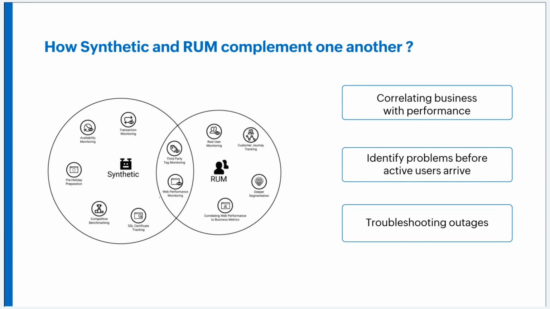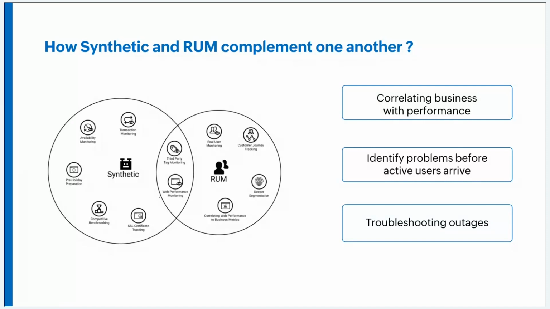So in simple terms, with synthetic monitoring before the users log in, you will be able to know where the problem is. With real user monitoring during the peak hours, you will know where the problem is, and which user is having what exact problem. Next is troubleshooting outages.